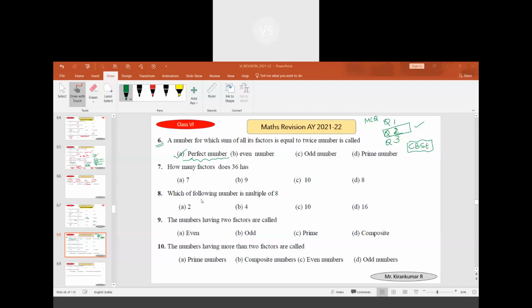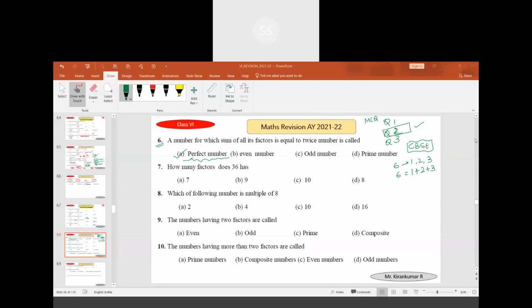Why 6? Sir, what are its factors? 1, 2 and 3. 1 plus 2 is equal to 3, 3 plus 3 is equal to 6. So if you consider a number 6, its factors are 1, 2 and 3, and 6 is the same as 1 plus 2 plus 3. Sir, one more perfect number, sir. 28 is also a perfect number, sir.